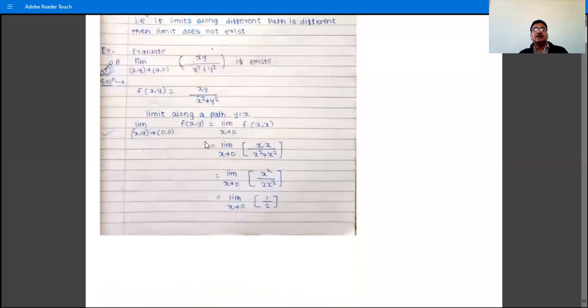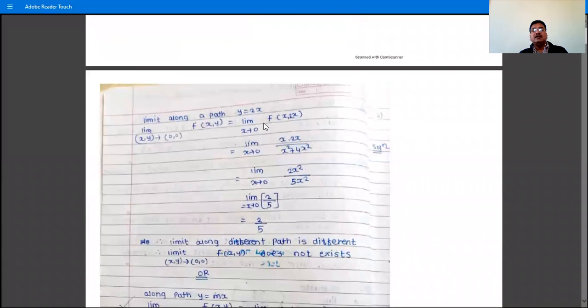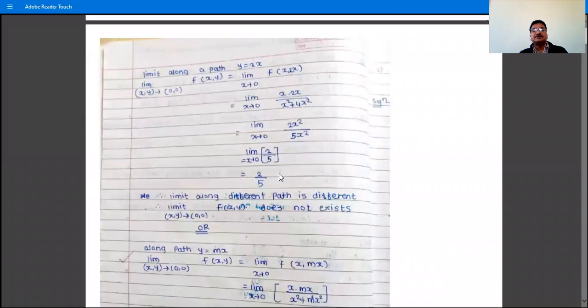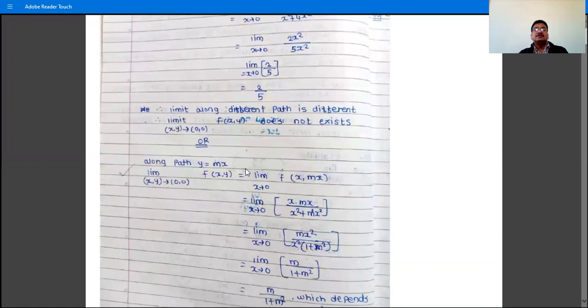The first method is what? Separately we will find the limit along two paths. Suppose y = x is the path, then the limit is 1/2, and if we take the path y = 2x, then the limit is 2/5. So the limit along two different paths is different, and therefore the limit does not exist. So this is one method.